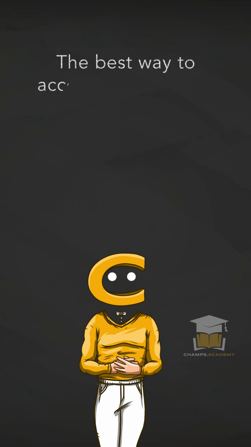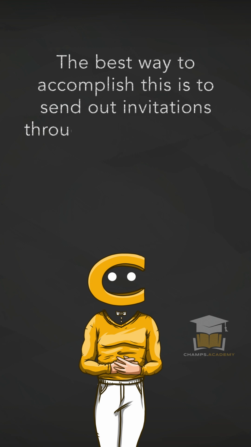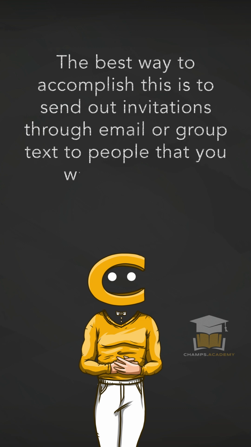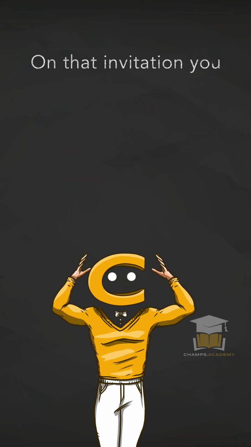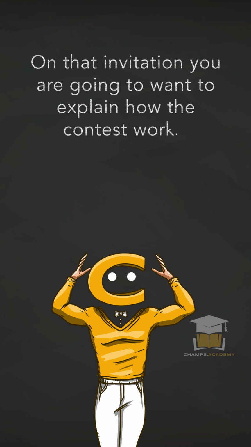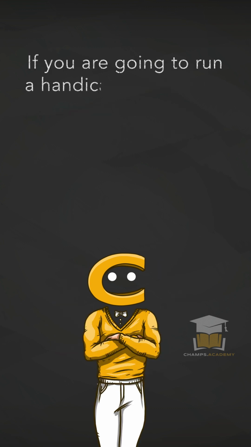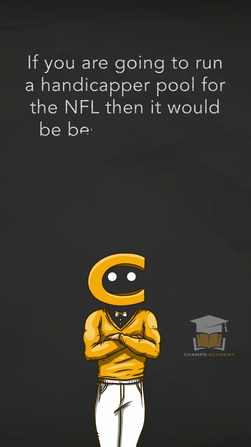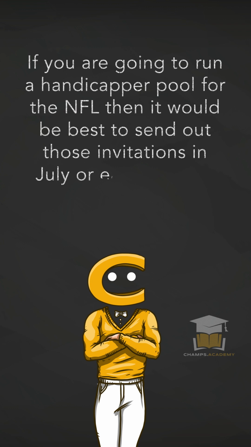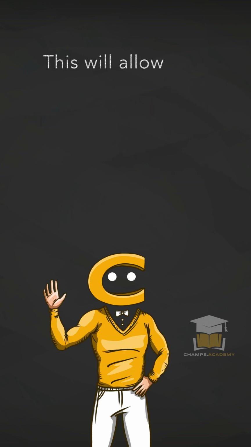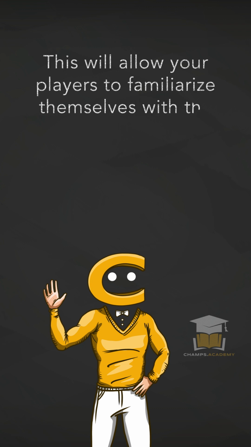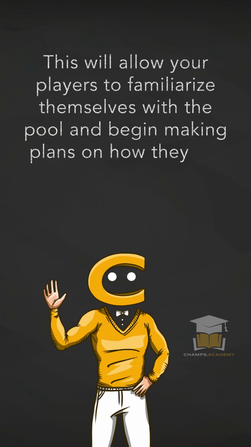The best way to accomplish this is to send out invitations through an email or group text to people that you want to invite. On that invitation, you're going to want to explain how the contest works and explain the benefits for joining. If you're going to run a handicapper pool for the NFL, then it would be best to send out those invitations in July or early August. This will allow your players to familiarize themselves with the pool and begin making plans on how they're going to participate.